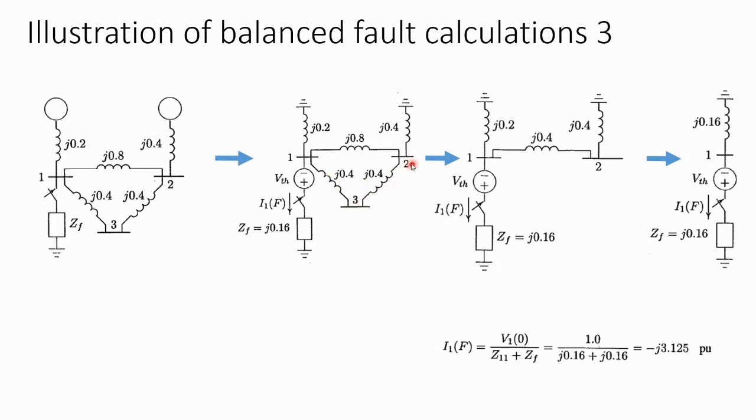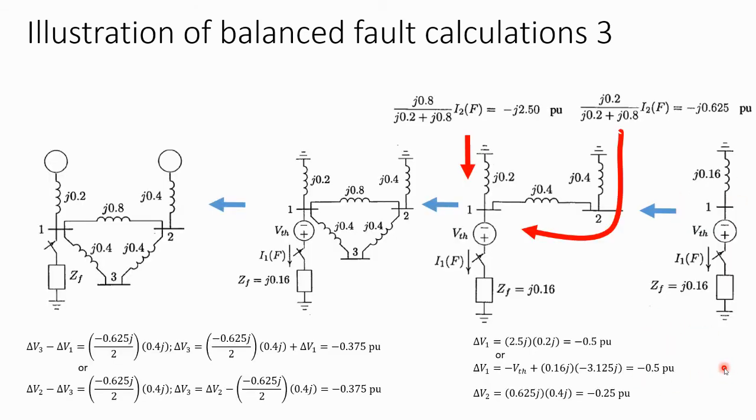So these two smaller branches can be summed up and, in parallel with 0.8j, simplified to this value. These two branches can be summed up because they are in series and they are in parallel with this branch, and be simplified into this value. So this series circuit can be analyzed further and we find that I1F is negative 3.125j.